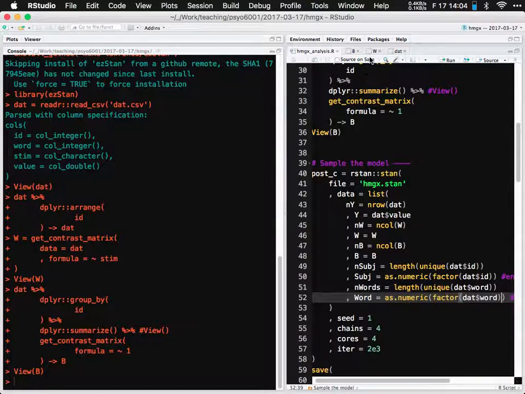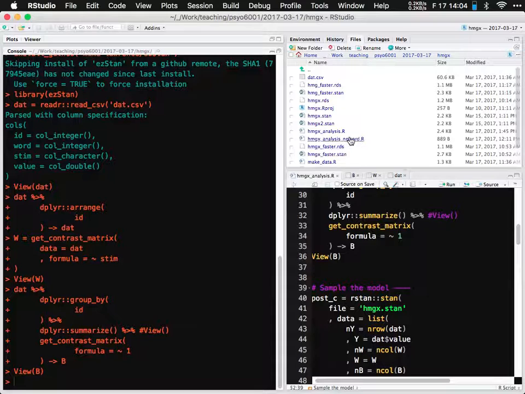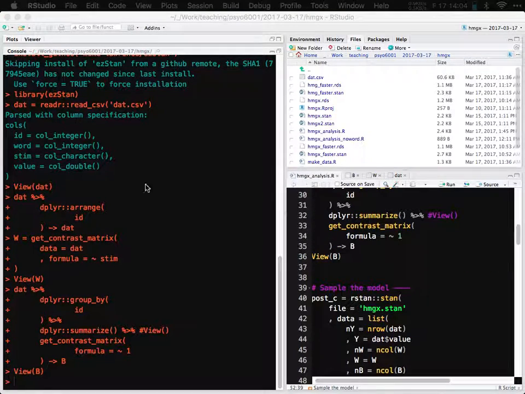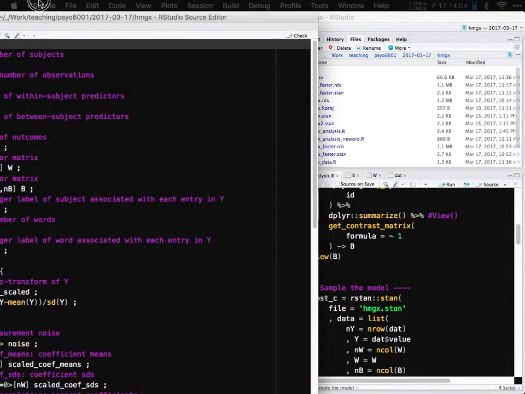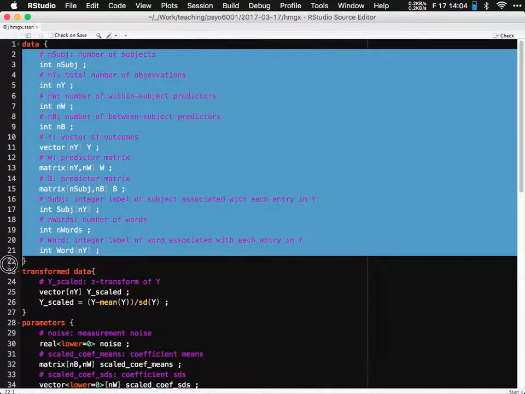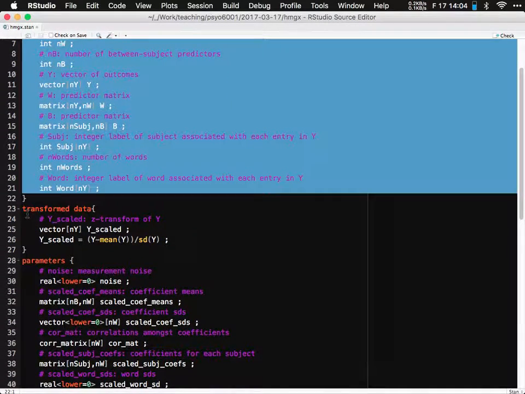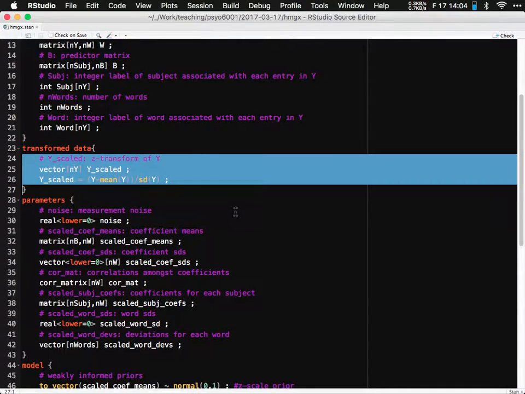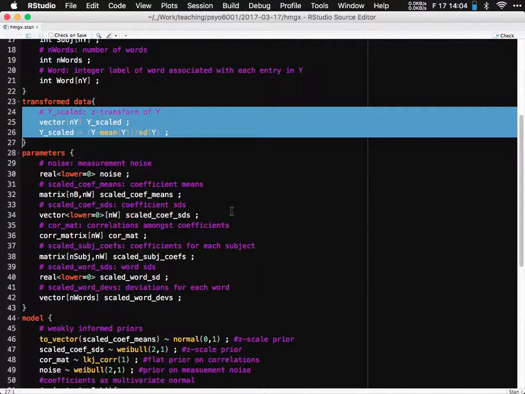All right, so that's going to get passed into the model, so let's go take a look at it. HMGX.stan. Pop out. I think you have HMGX faster as well. We'll see why in a moment. So we've got our data declarations, which we just went over. We've got transform data, so we're going to transform to the Z scale so that we can have nice default priors.